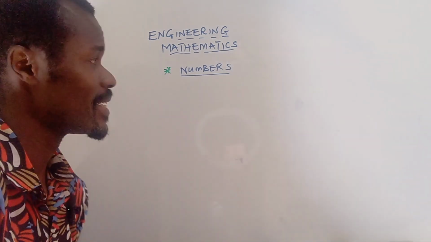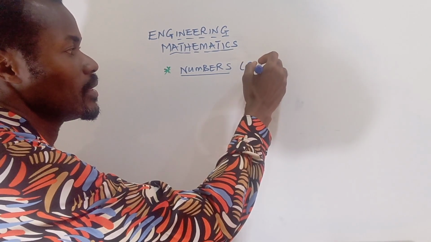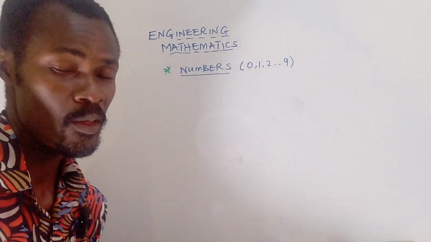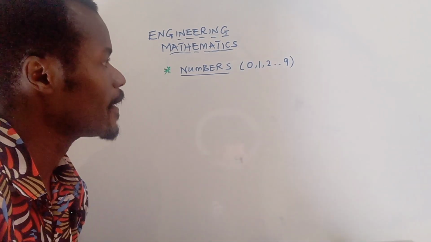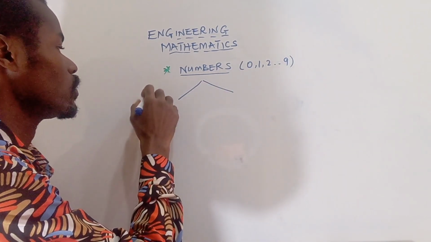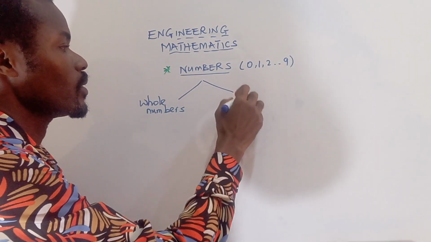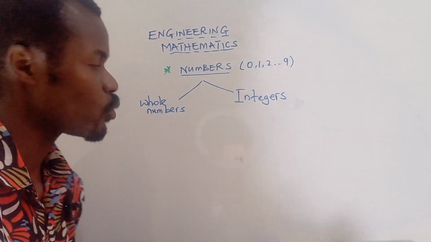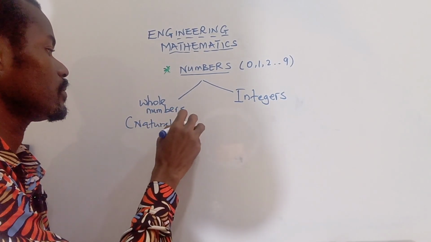Numbers are digits that most times we count from 0, 1, 2, down to 9. We can have them in tens, hundreds, and even units. Now, numbers we can classify into whole numbers, and we also have integers. Whole numbers are also what we call natural numbers.